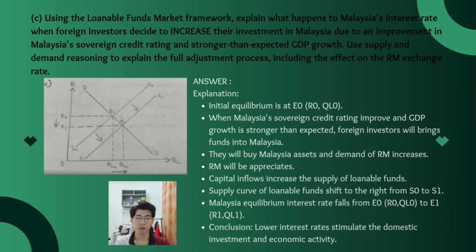The supply curve of loanable funds shifts to the right from S0 to S1. Malaysia's equilibrium interest rate falls from E0 to E1. Conclusion: lower interest rate stimulates domestic investment and economic activity.